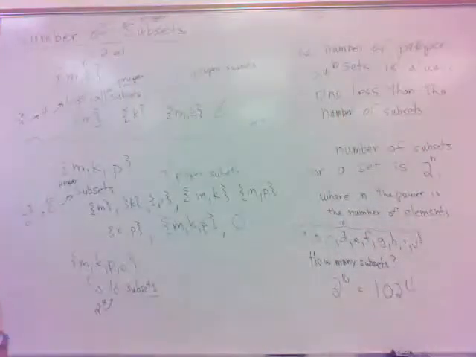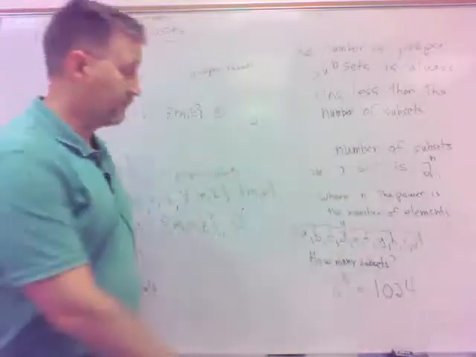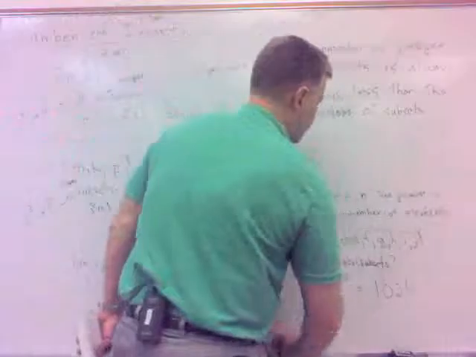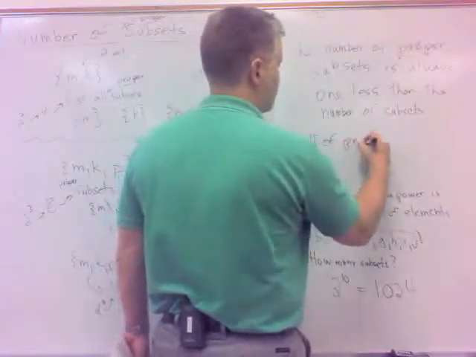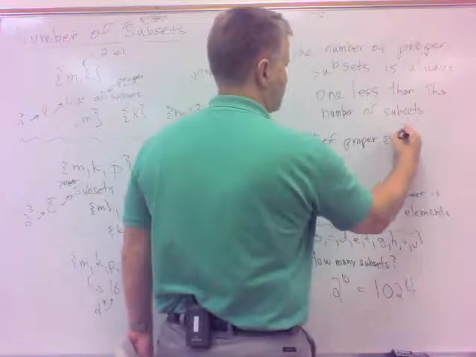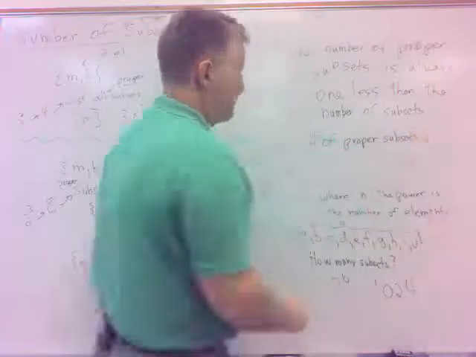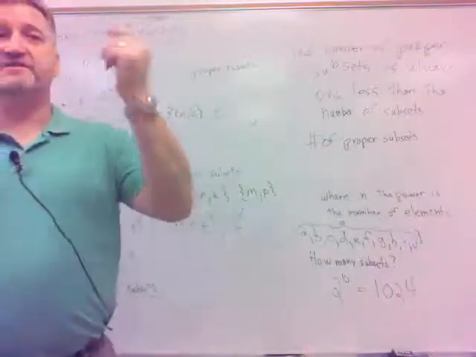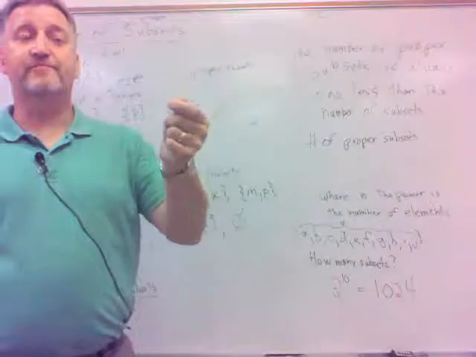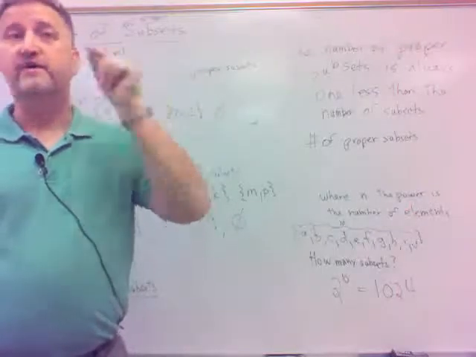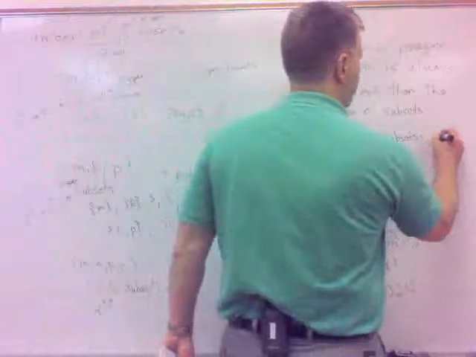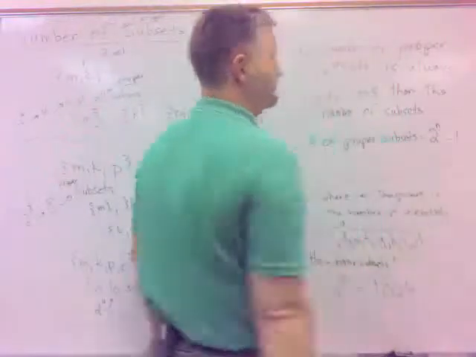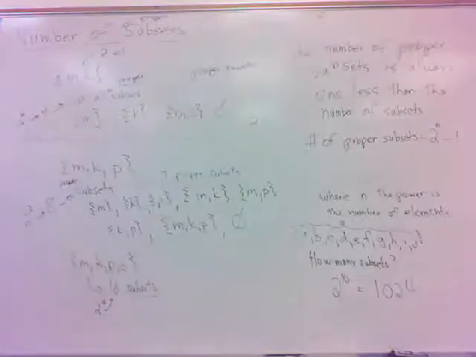If we wanted to write it in a little formula here, the number of subsets is 2 to the n, so the number of proper subsets would be 2 to the n minus 1. You want to use a formula. Right? Make sense?